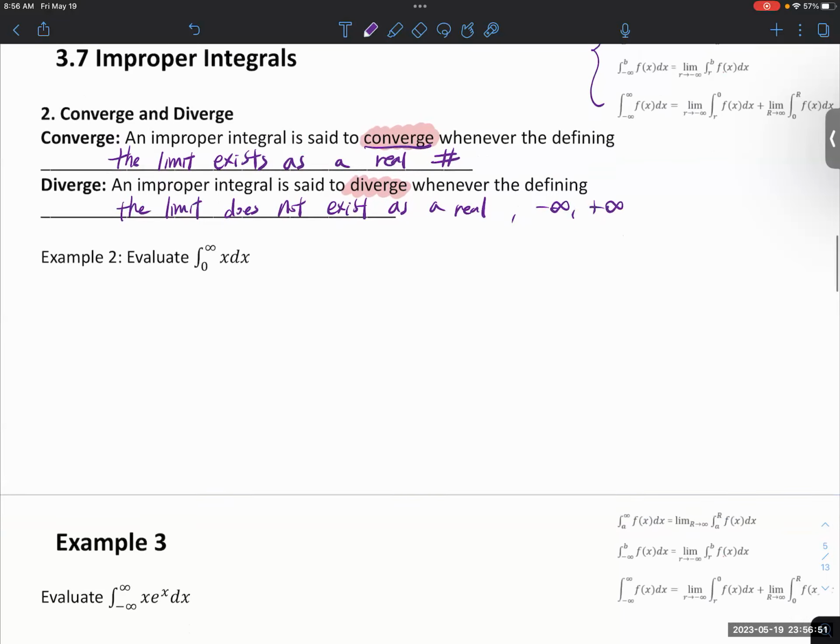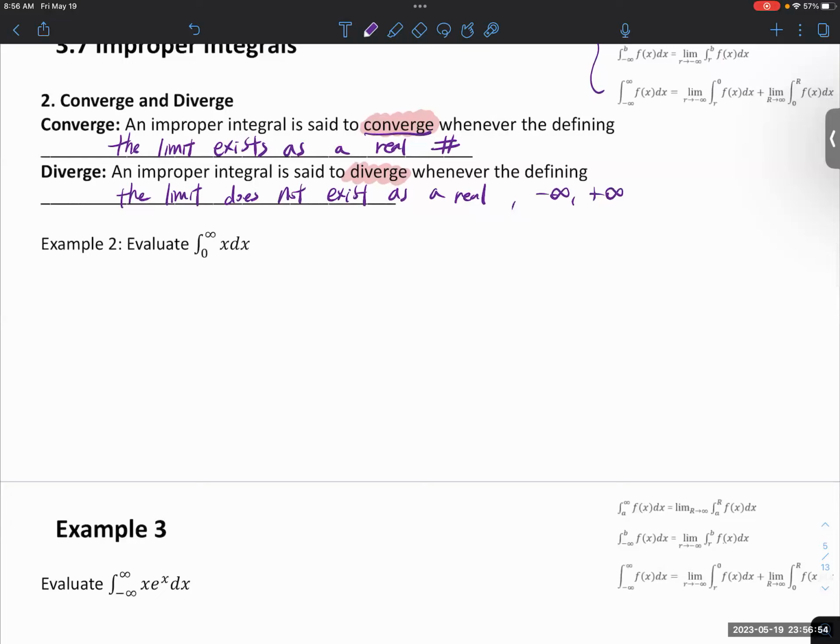All right, here is a second example. So now you are getting better. Let's take a look at it. We are looking at the function f of x equal to x. This is a linear function. It looks like this, f of x equal to x from 0 to positive infinity. So the area goes larger and larger. We know it's going to diverge, but we're going to prove it.